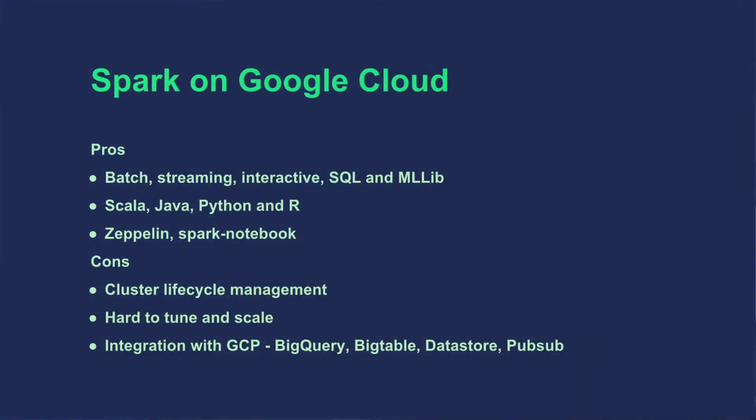Spark has a similar situation. Spark has more features. It supports batch, streaming, SQL, ML, and a lot of different languages. It has web UIs like Zeppelin and Spark Notebook. The downside, again, is cluster management or operations.